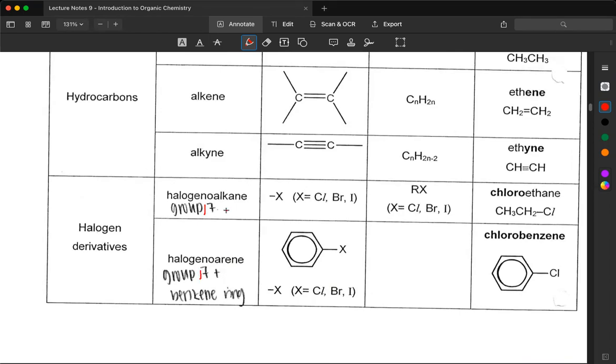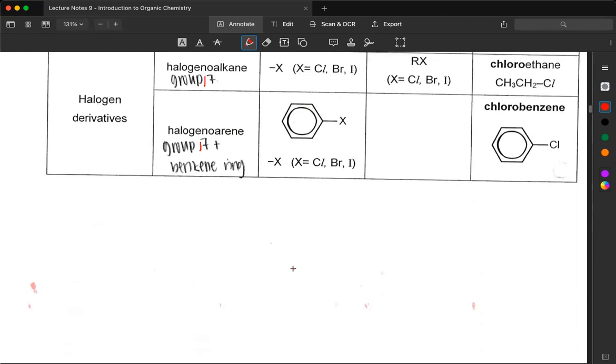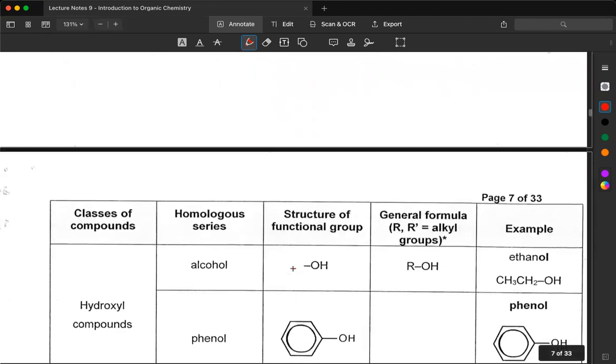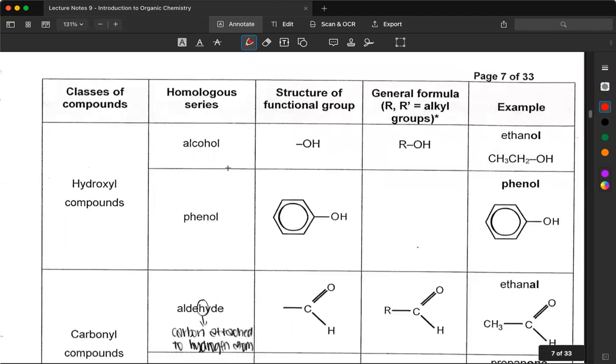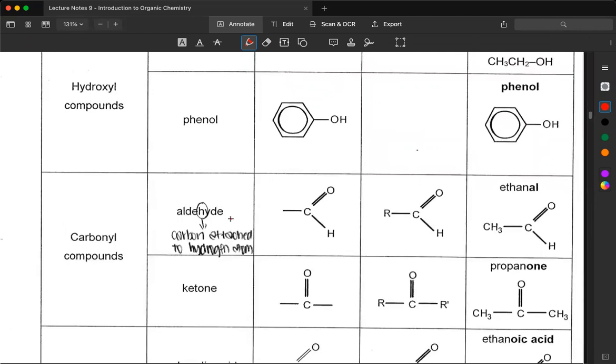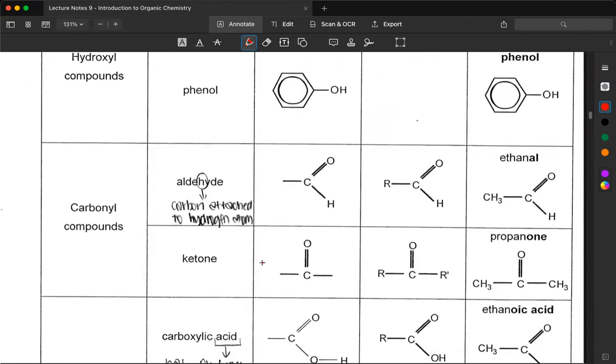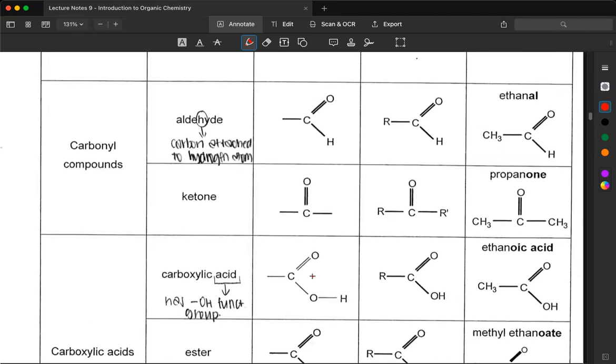Okay, they consist of hydrocarbon with a halogen bonded to it. Haloarene refers to the benzene ring with the halogen bonded to it, replacing one of the hydrogen atoms. For hydroxyl compounds, we have alcohol and phenol. Carbonyl compounds, we have aldehyde and ketone, where the carbon is attached to a hydrogen atom for the aldehyde. As for ketone, no hydrogen atoms are bonded to the carbon that is bonded to the O.